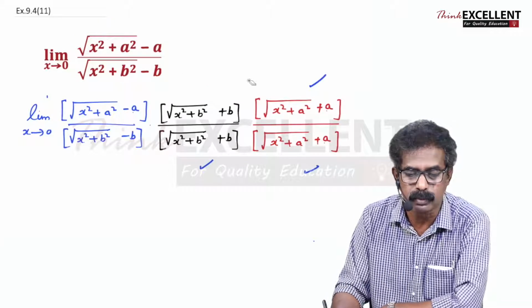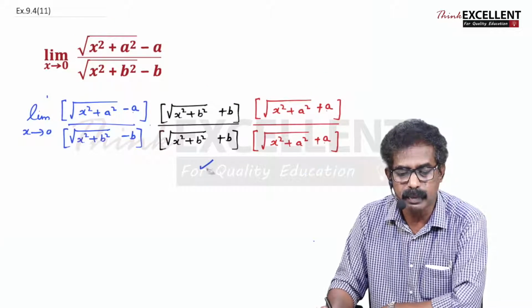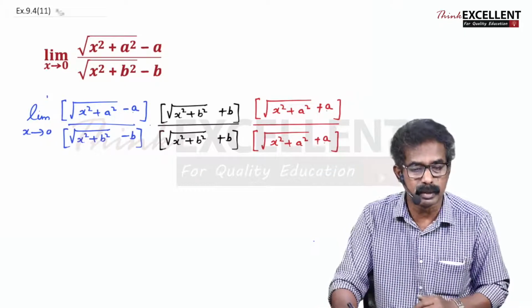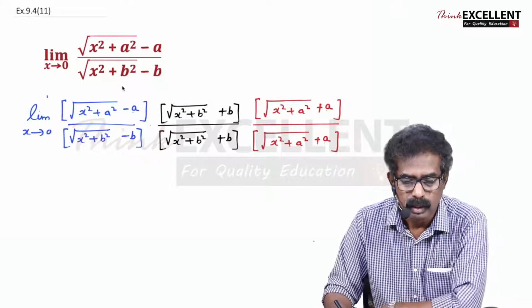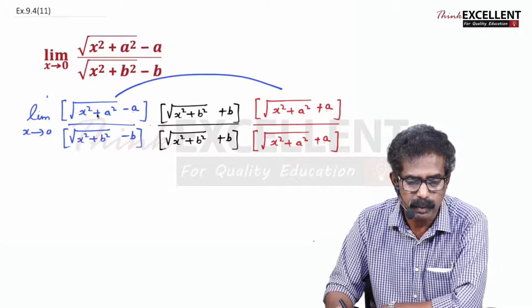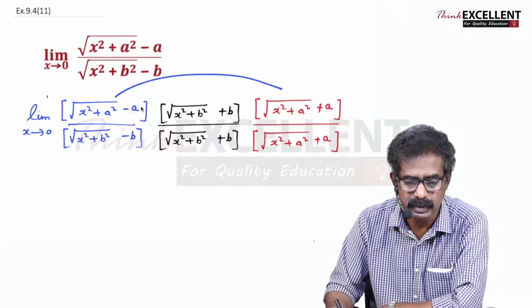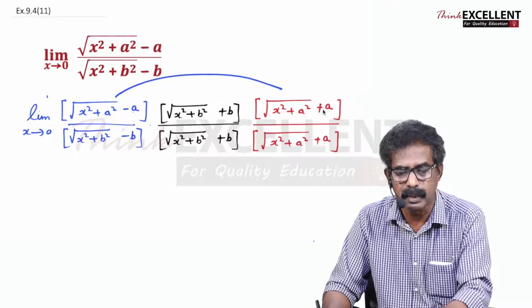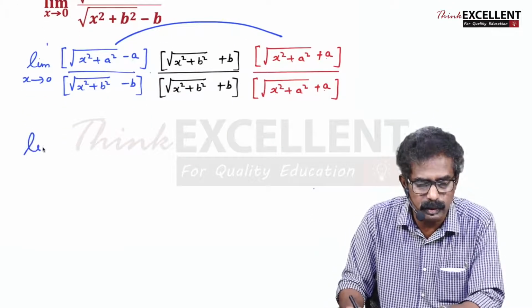Now please listen how to simplify. You know a plus b into a minus b is what? A square minus b square. That only we are going to use. So here you combine first and last: root of x square plus a square minus a into root of x square plus a square plus a. So that you are going to simplify.